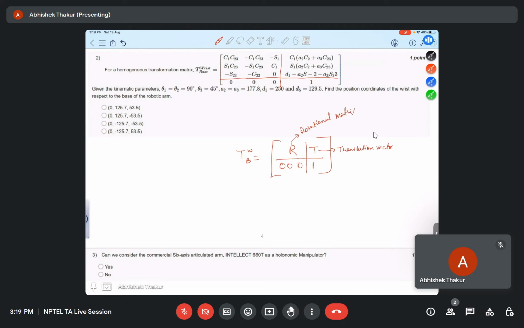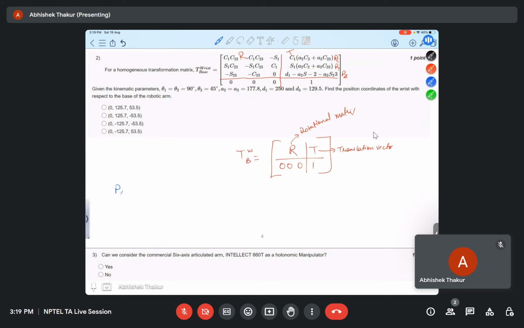So this here is our R, and this is our T. So the translation gives the position. So in this question, it's asking to find the position coordinates. So this is Px, Py, and Pz. So here we can write down all the equations.